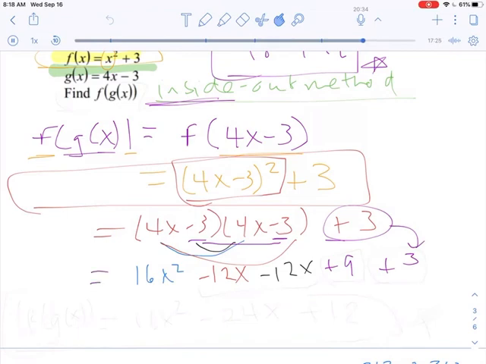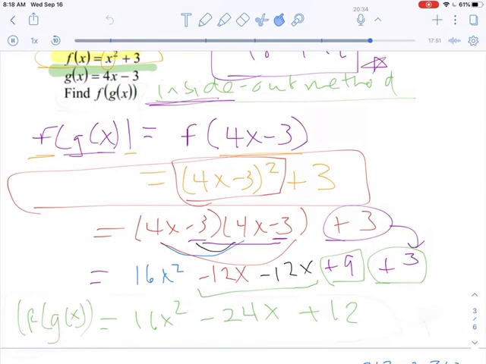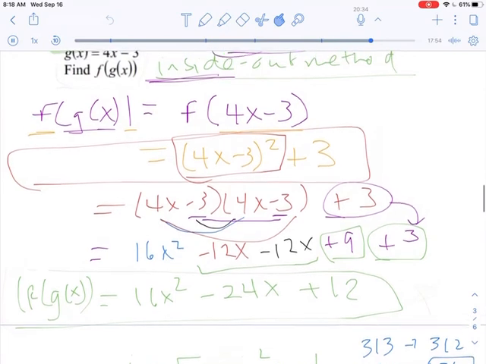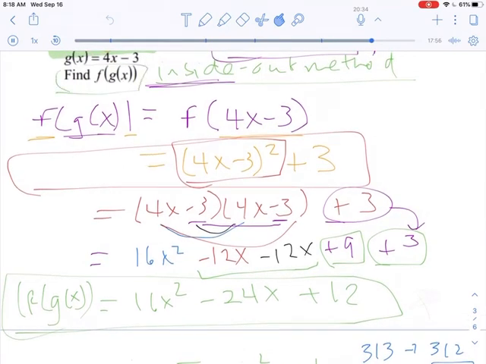All right, combine like terms, and then we should be finished. So negative 12x minus 12x, the 16x squared can't combine with anything, but I'm going to get negative 24x here, and then positive 9 plus 3 is going to give me plus 12 here. So this would be f of g of x, my final answer there. So for these types of questions, you should have an equation as your answer.